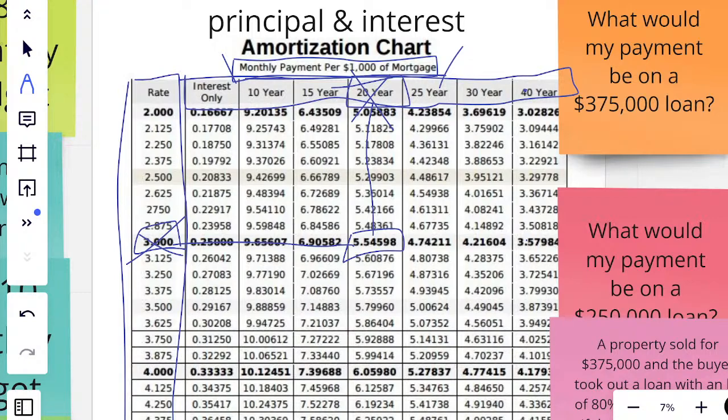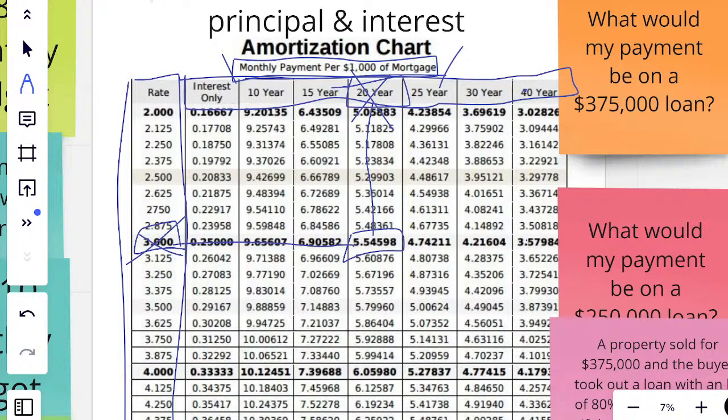Someone else asked, so do we multiply 20 years by 3%? Nay, nay. When you're leveraging an amortization table, you would not do that. You would not do a multiplication of the two. This isn't something that you would have to multiply.